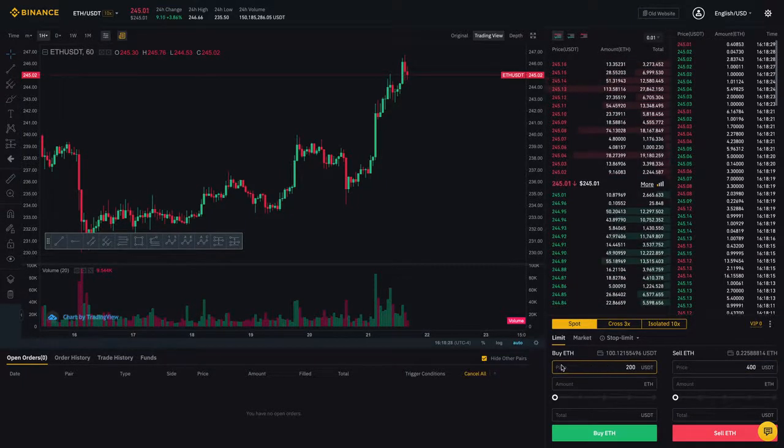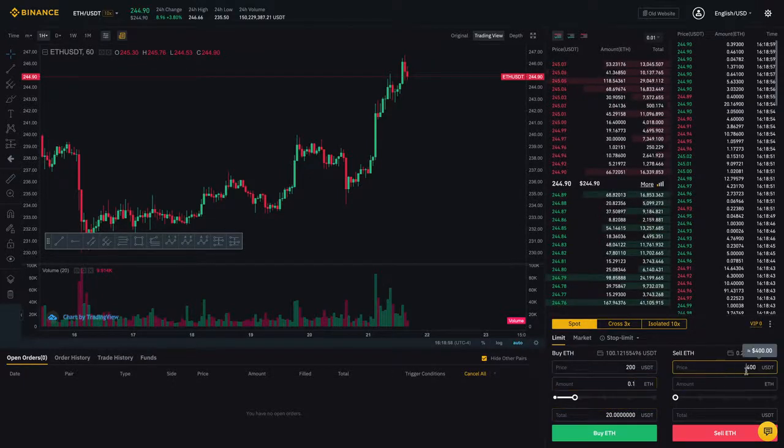What it's saying is if I want to do a limit order and I put in 200, that means I want to buy Ethereum at $200. Let's just say I want to buy 0.1 Ethereum. This means I want to buy 0.1 Ethereum at $200, which will cost 20 bucks. So if Ethereum does go to $200, I should be able to get my 0.1 Ethereum, and it will cost me $20.